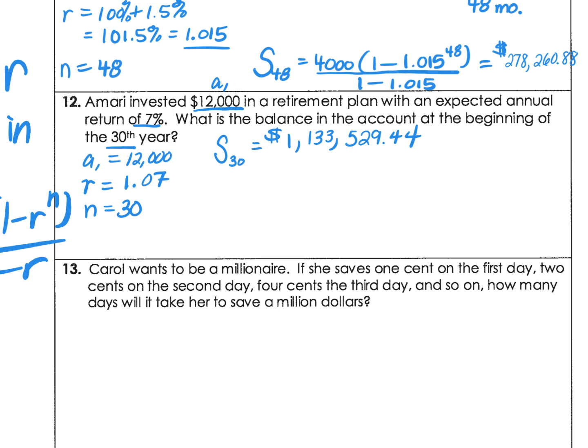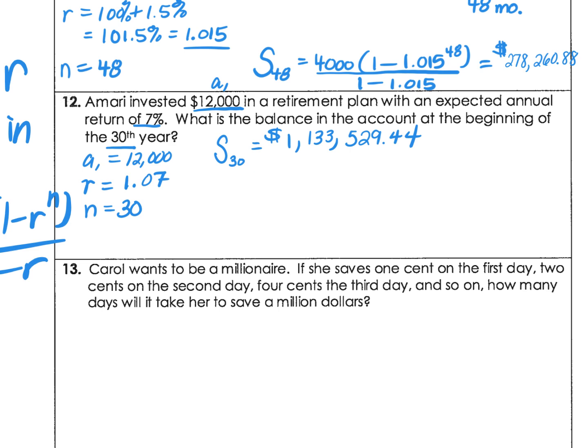He turned $12,000 into $1.1 million by simply sticking it into an interest-bearing account for 7% and walking away. Now, if this right here does not convince you to start saving for your retirement early, I don't know what would.